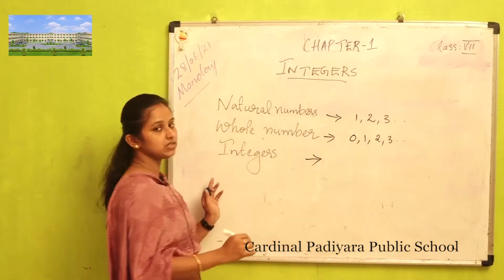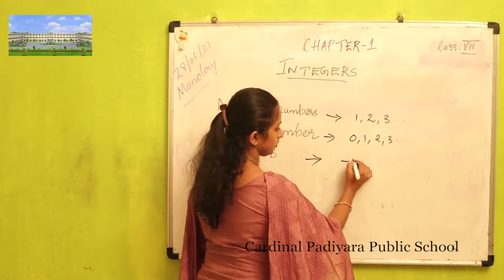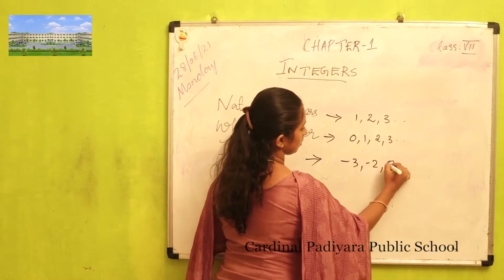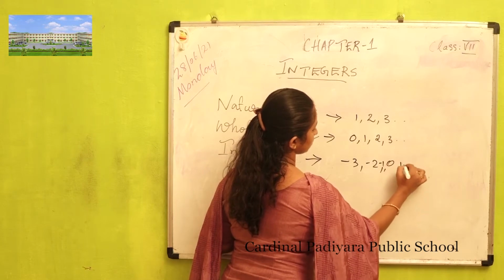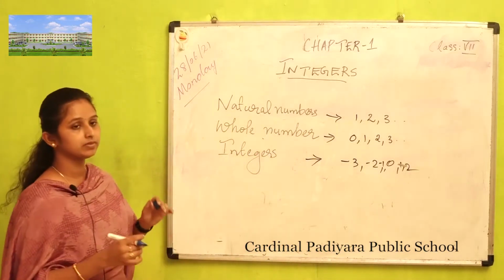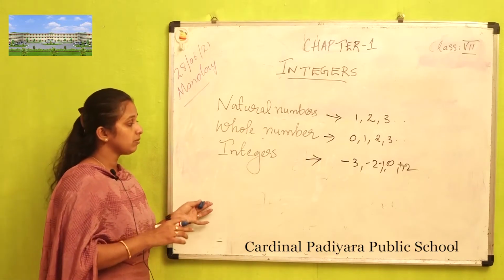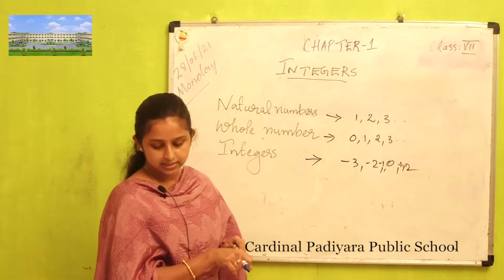And what are integers? Integers are the numbers starting from negative, that is negative 3, negative 2, negative 1, 0, 1, 2, etc. That means integers are the numbers consisting of positive numbers, negative numbers and 0. Okay, that we have already studied.